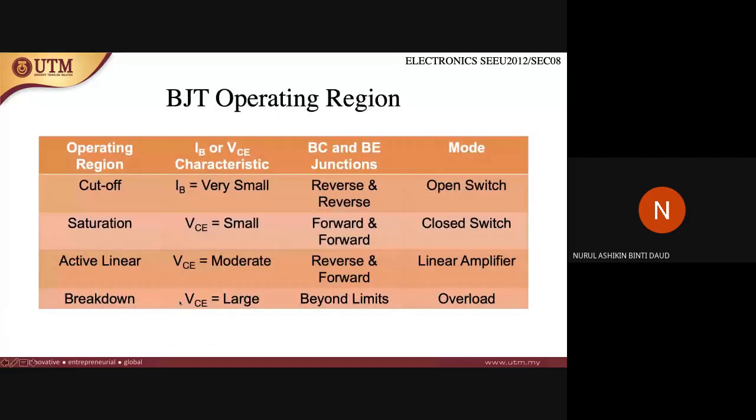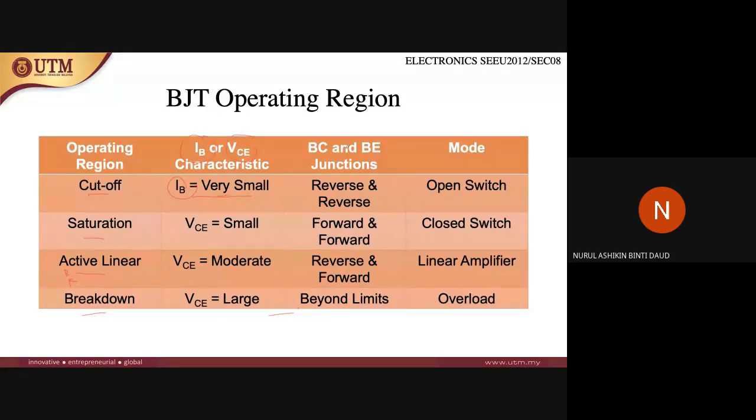Let's look at the BJT operating regions. This table summarizes the BJT operating regions, for you to identify what happens in cut off, saturation, active linear, and breakdown. Active linear covers both reverse and forward. When in the cut off region, the value of IB is very small. This is for this row.